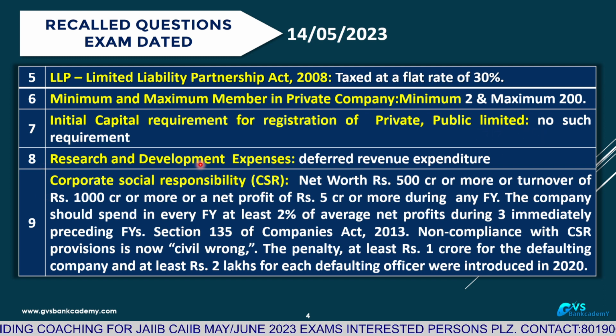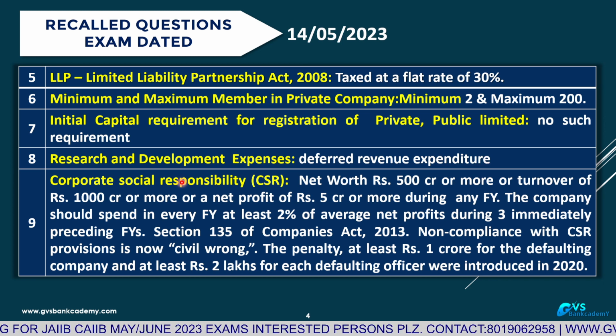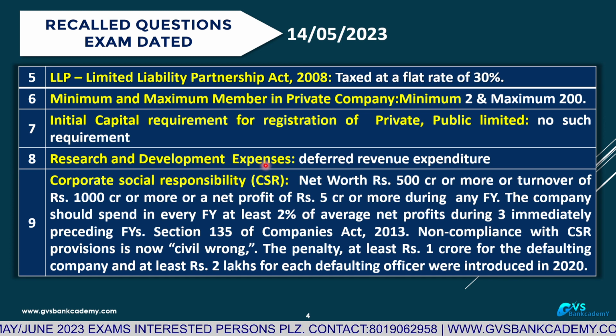Question 8, research and development expenditure or deferred revenue expenditure. This expenditure is going to be written off over a period of time, over the useful period of the research and development expenditure. It is going to be amortized during the benefit which the company is getting from the R&D expenditure. Question number 9, this is multiple, all papers, this is important.